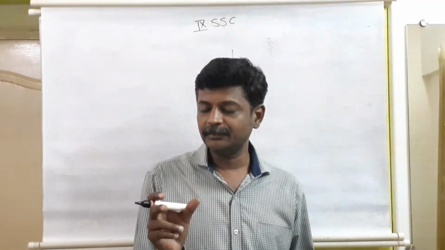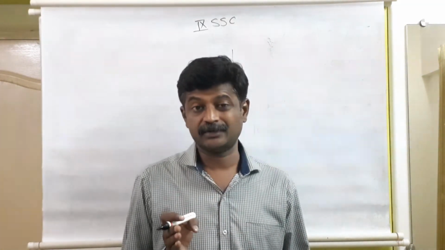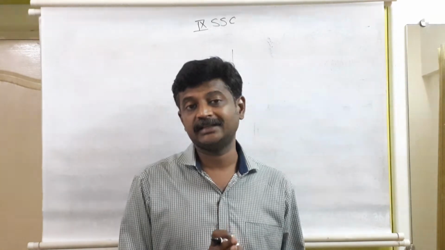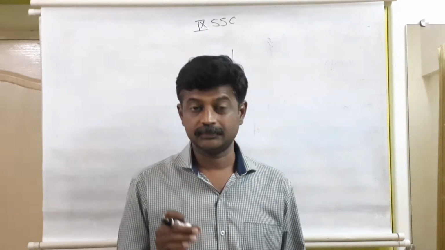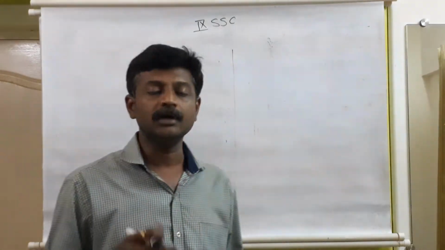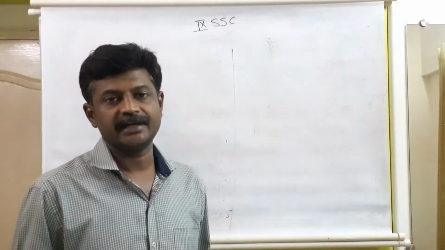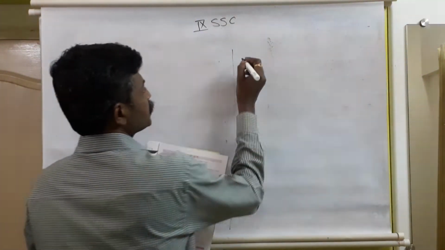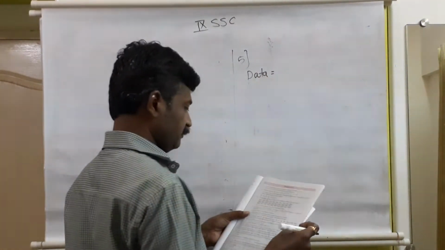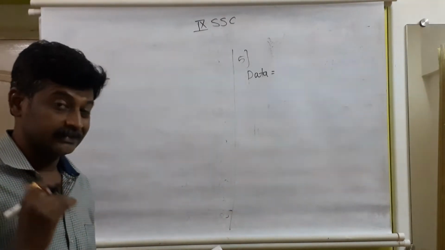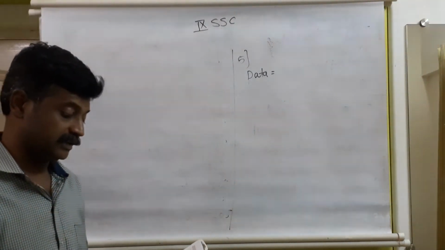Median. Median means it is related to the number of observations. How many observations are there, and are the observations even or odd? Based on that, we decide which formula should be applied. So question number 5. First, the given data, we'll write it in ascending order.